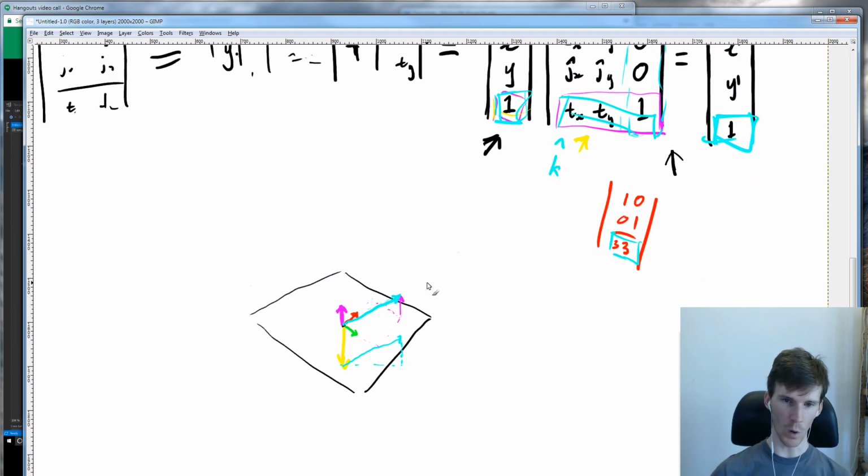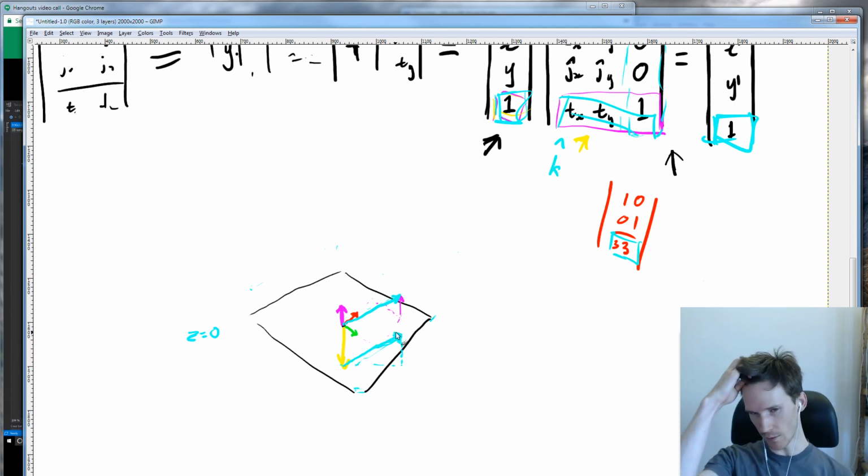So we get 1 back. So we're ending up 1 unit above the z equals 0 plane. And we applied this translation. So does that make sense, how I arrived at that?